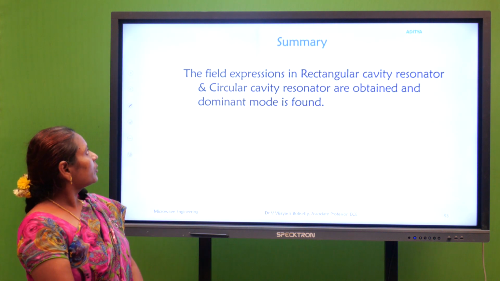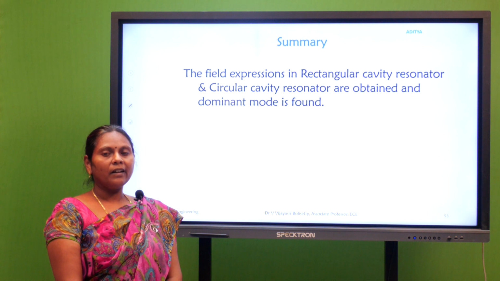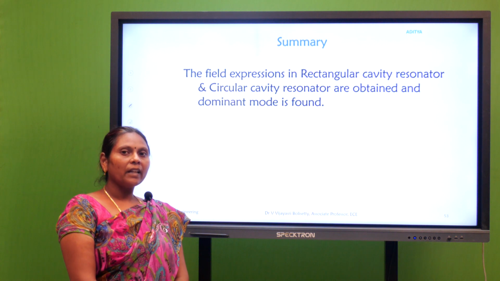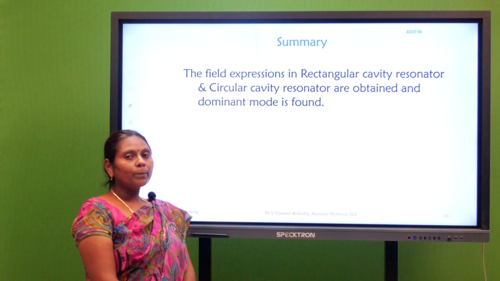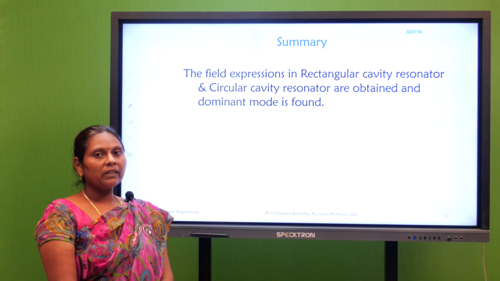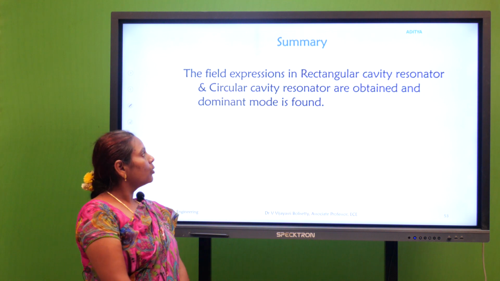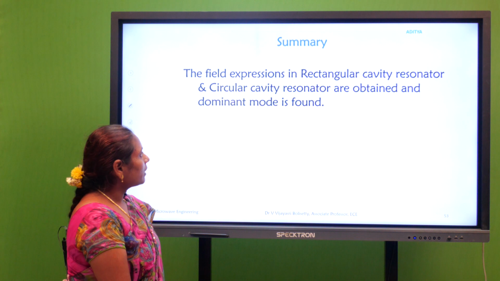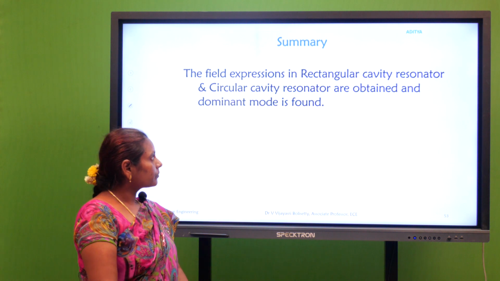Let us see the summary of this session. We have derived the field expressions for TE and TM in both the rectangular cavity and circular cavity, and also we have obtained the resonant frequency, and from that we have derived the dominant mode in the rectangular cavity resonator and the circular cavity resonator.